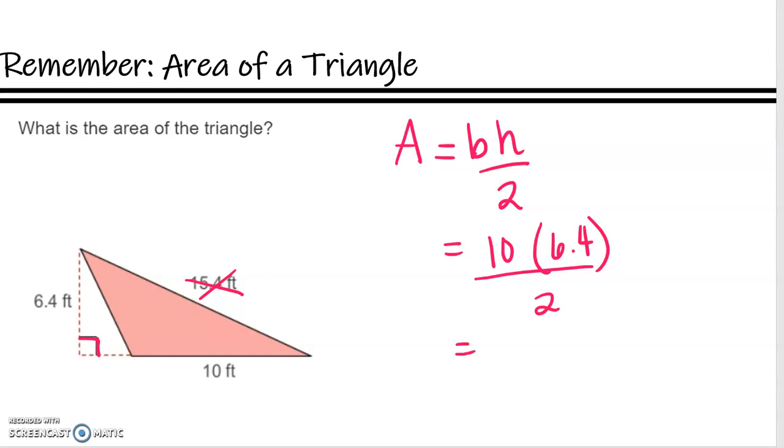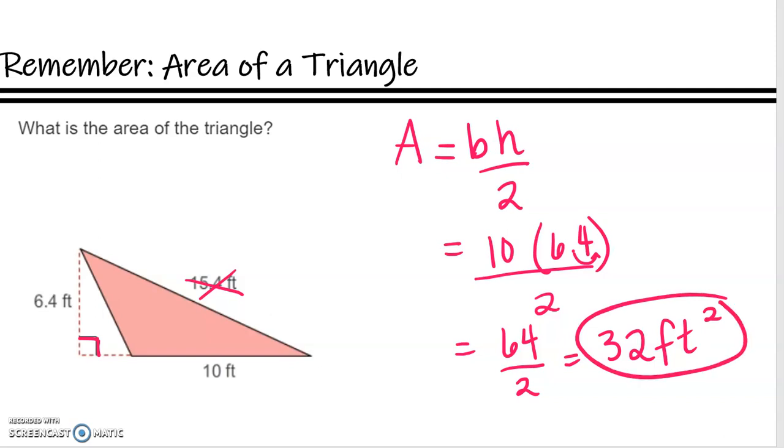When you multiply a decimal by 10, you're just moving that decimal over one place. So this is 64, and 64 divided by 2 is 32, and that's feet squared. So there's my answer for the area of this triangle.